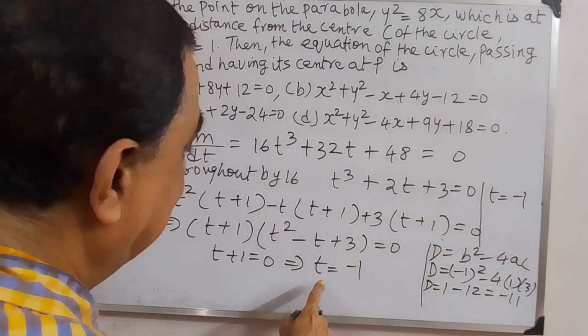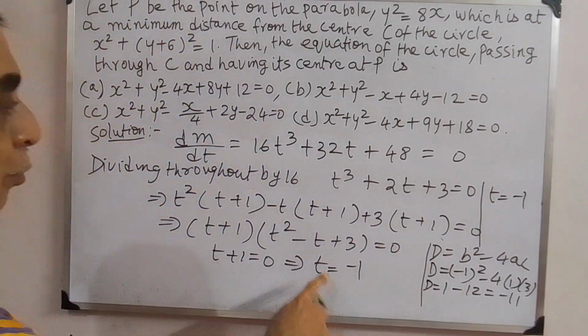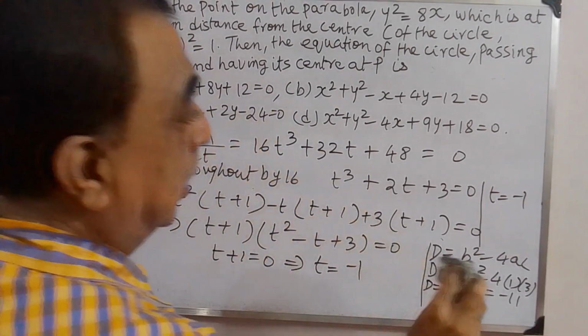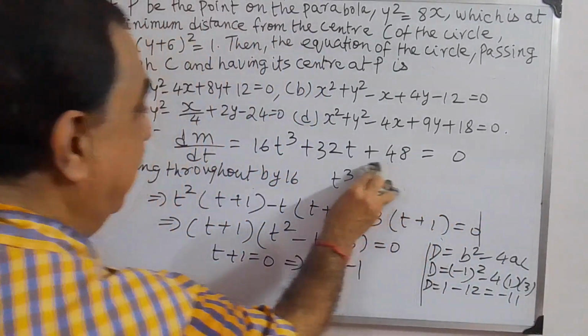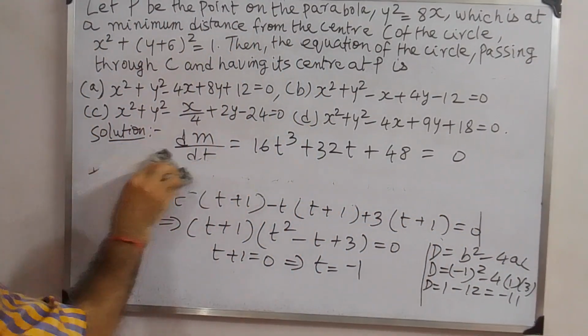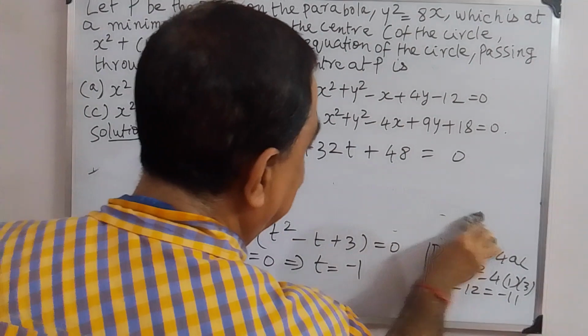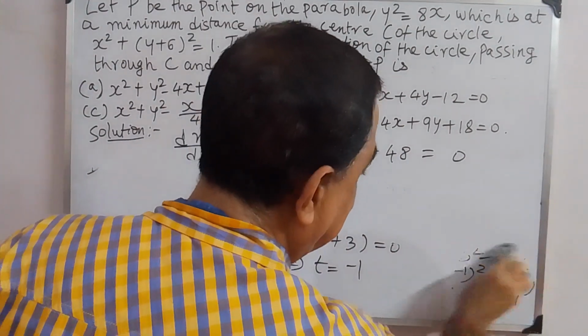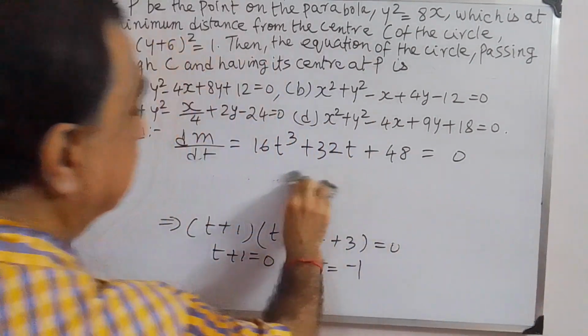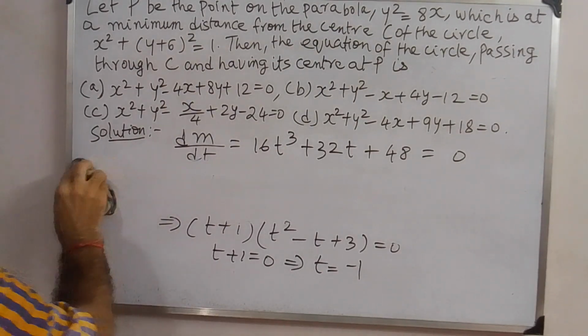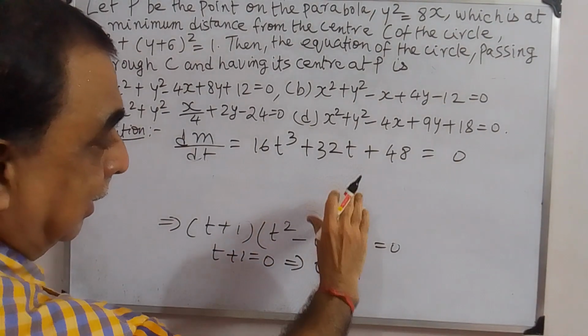Now I will check whether, when t is minus 1, m is minimum or not. So when will the value of m be minimum? That is, the distance PC will be minimum when the second derivative value becomes what?